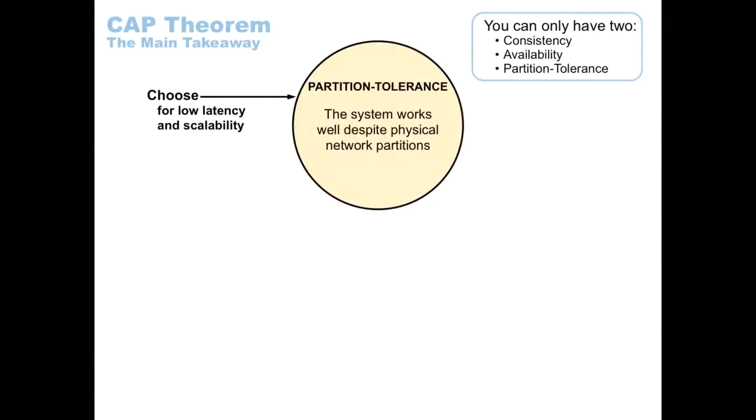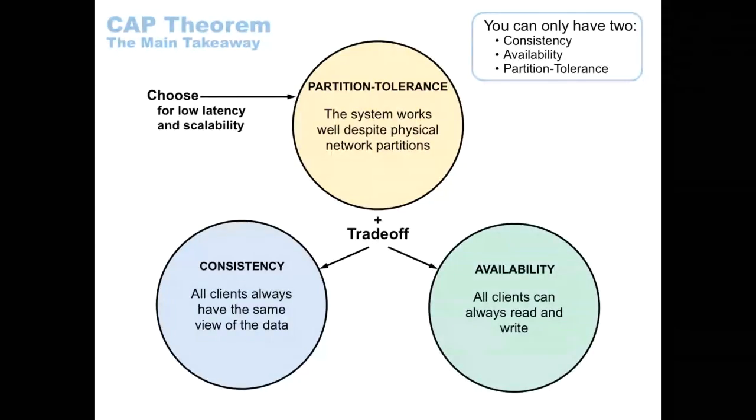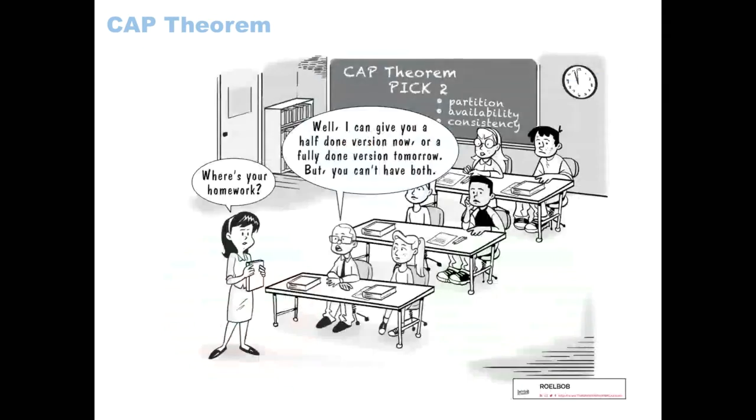So the main takeaway from the CAP theorem is if you want low latency and scalability, you need to choose partition tolerance. And then there's a trade-off. You can have either consistency, where all clients always have the same view of the data, or availability, where all clients can always read and write. So the question then becomes, what's most practical for your application?